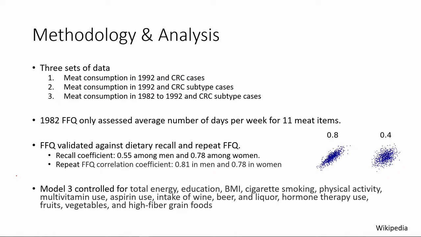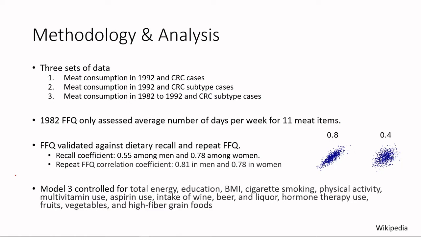This slide is a general overview of the author's methodology and analysis. The authors used 3 sets of data: meat consumption in 1992 and total colorectal cases, the consumption in 92 and colorectal cancer subtypes, and sustained low or sustained high meat consumption between 82 and 92 in colorectal cancer subtypes.